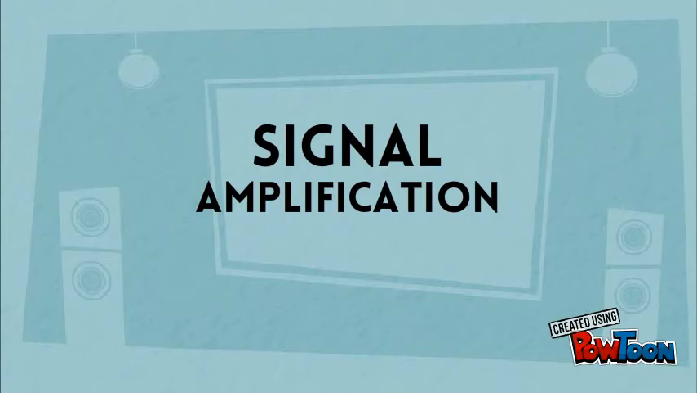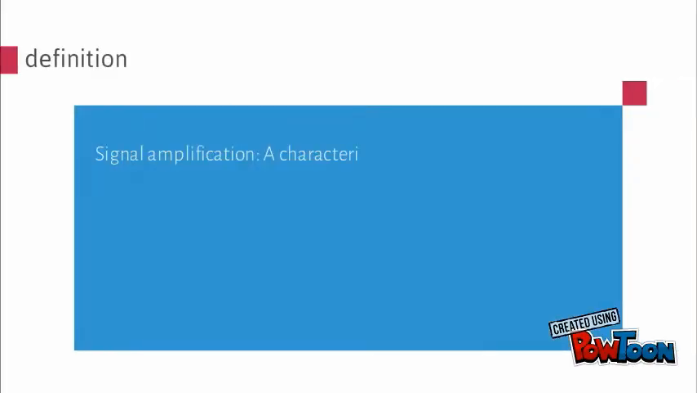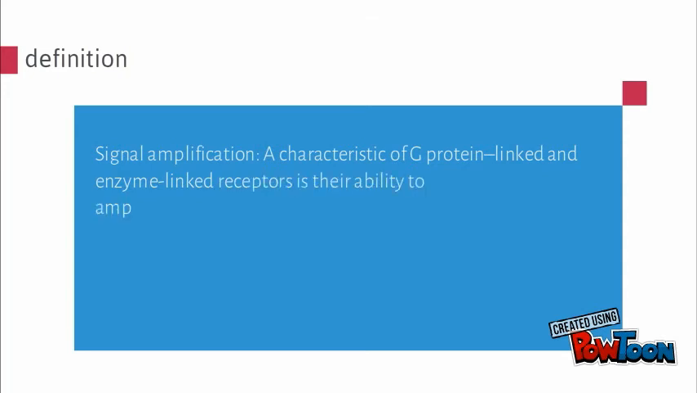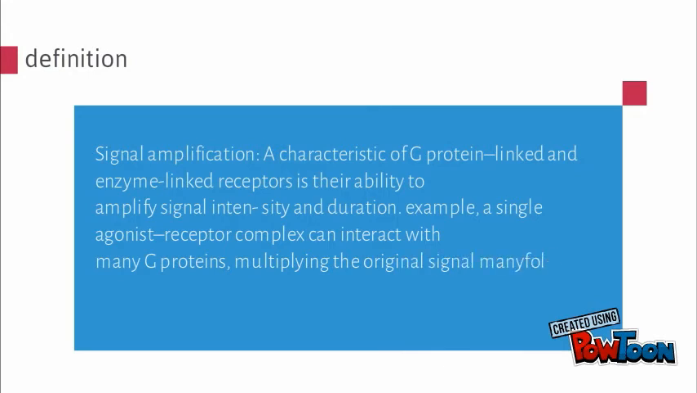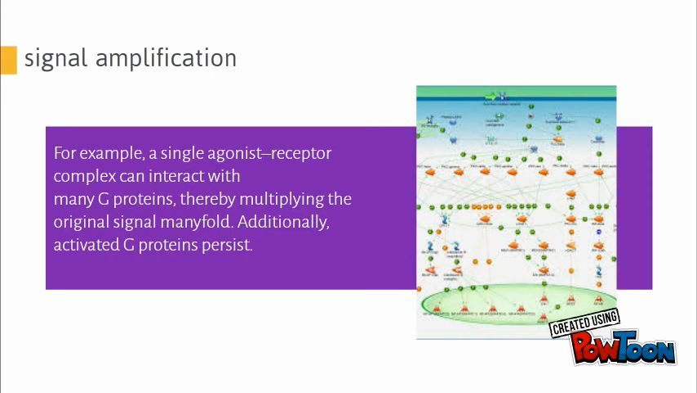Signal amplification. A characteristic of G protein-linked and enzyme-linked receptors is their ability to amplify signal intensity and duration. For example, a single agonist-receptor complex can interact with many G proteins, thereby multiplying the original signal many-fold. Additionally, activated G proteins persist.